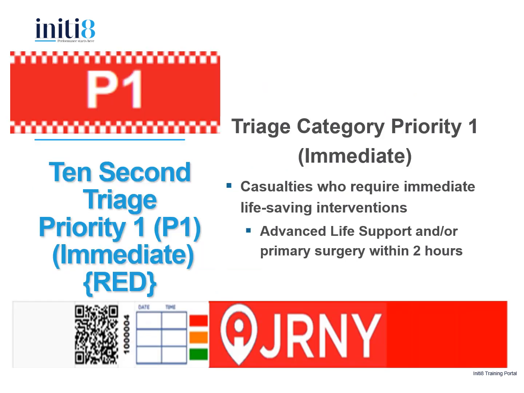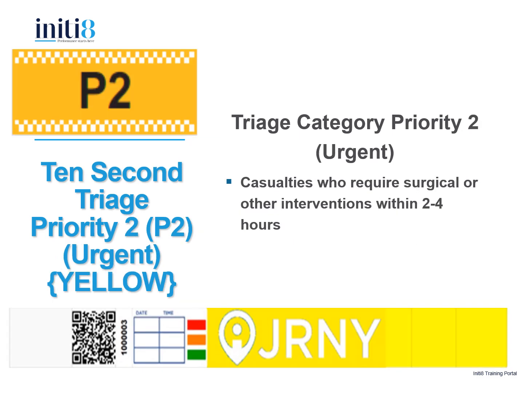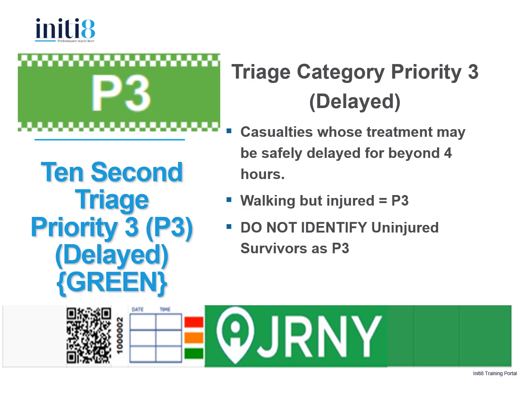Triage category priority 1, immediate. Casualties who require immediate life-saving interventions, advanced life support and or primary surgery within 2 hours. Triage category priority 2, urgent. Casualties who require surgical or other interventions within 2 to 4 hours. Triage category priority 3, delayed. Casualties whose treatment may be safely delayed for beyond 4 hours. These would be your walking but injured patients, priority 3. Do not identify uninjured survivors as priority 3 patients.